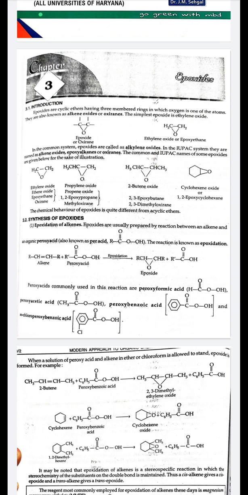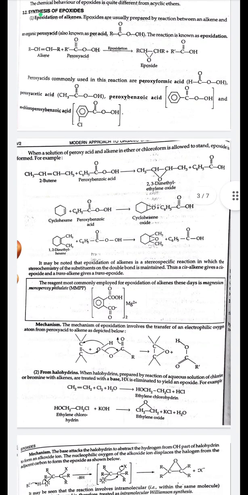Peroxides commonly used in this reaction are peroxyformic acid HC(=O)OOH, peroxyacetic acid, peroxybenzoic acid, and m-chloroperoxybenzoic acid. When a solution of peroxy acid and alkene in ether or chloroform is allowed to stand, epoxide is formed. For example, 2-butene plus peroxybenzoic acid gives 2,3-dimethyloxirane. Second, cyclohexene plus peroxybenzoic acid gives cyclohexene oxide.